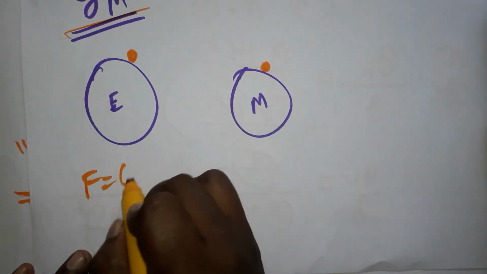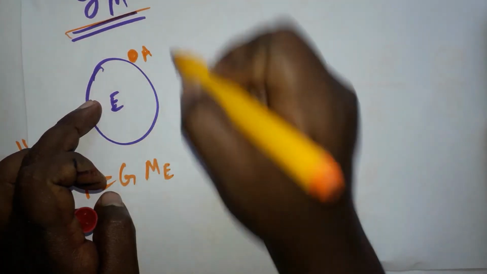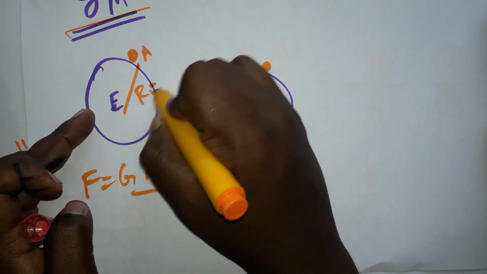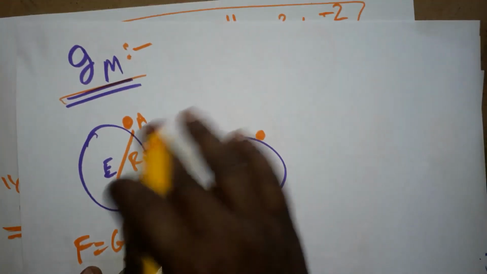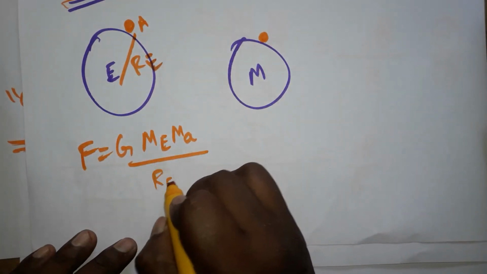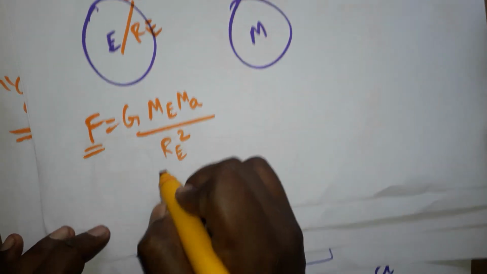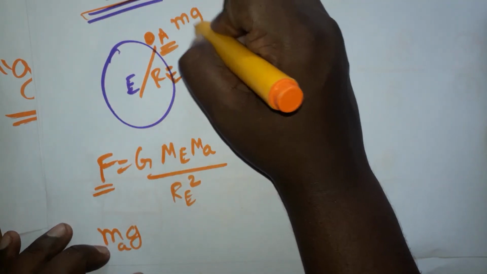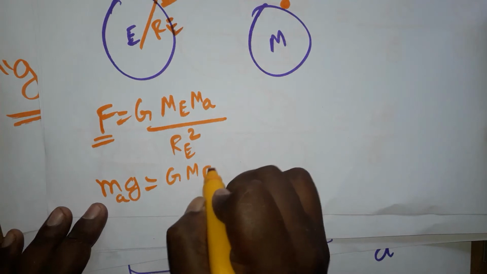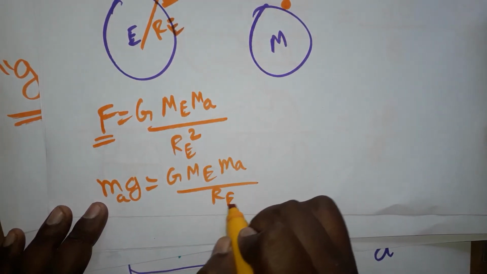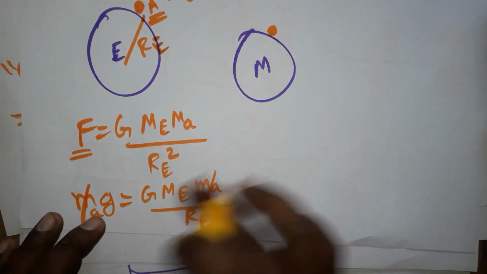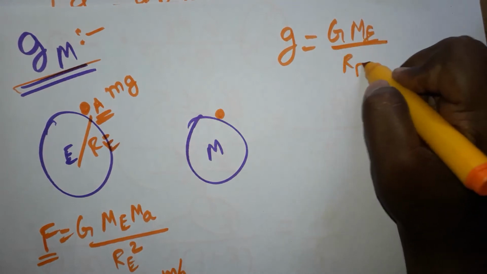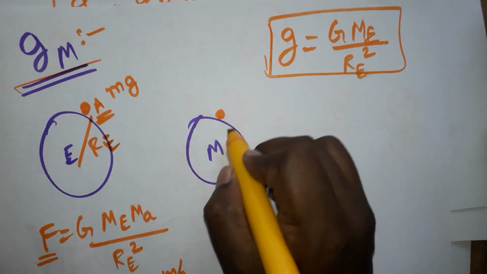So F is equal to G times mass of the earth times mass of the apple, divided by radius of the earth square. The radius of the apple we consider negligible. So F is equal to mg, where m is the mass of the apple, and mg is the weight of the apple. So mass into gravity is equal to G times Me times Ma divided by Re square. Ma gets cancelled. So g on the earth surface is equal to G times Me divided by Re square.